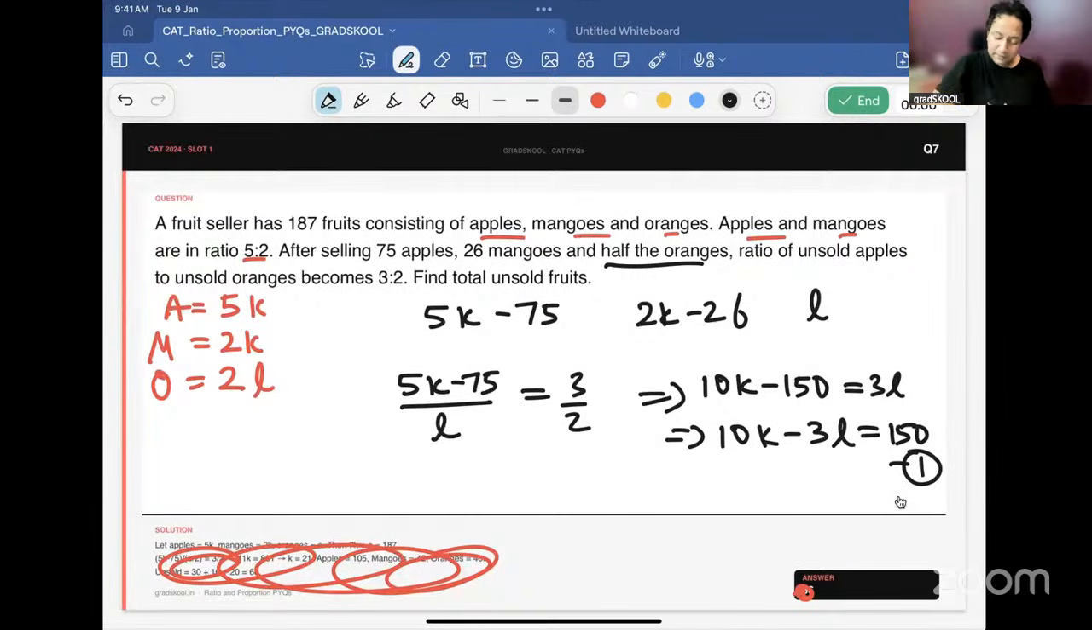Clear? We want to find about what? We don't want to find unsold fruits. So these are sold. So basically, you need to find this thing, no? This is what we need to find.